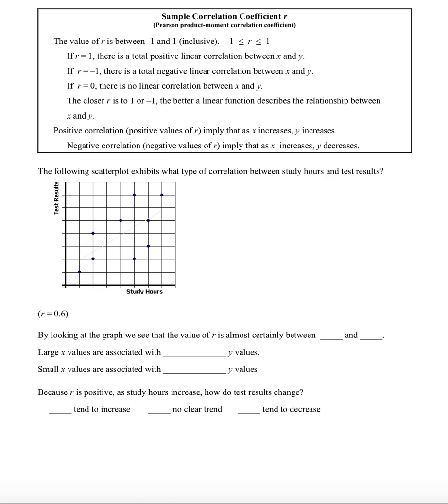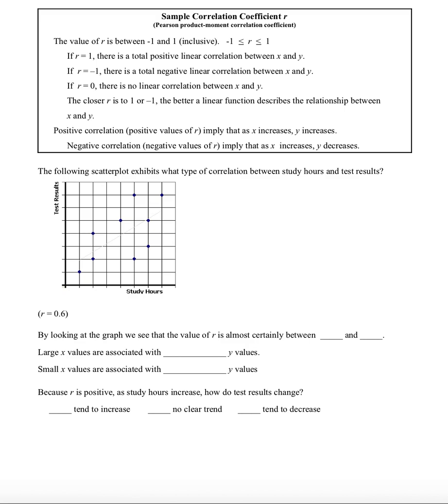If R is 0, then there is no linear correlation whatsoever between x and y. The closer R is to 1 or -1, the better a linear function describes the relationship between the two variables. And of course, positive correlation indicates that as x increases, y increases as well. But negative correlation tells us that as x increases, y decreases.